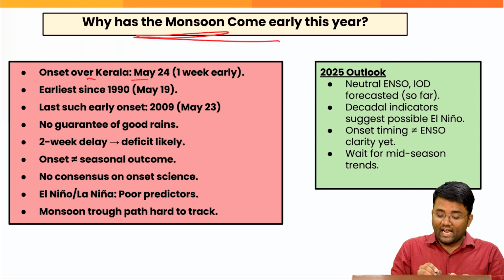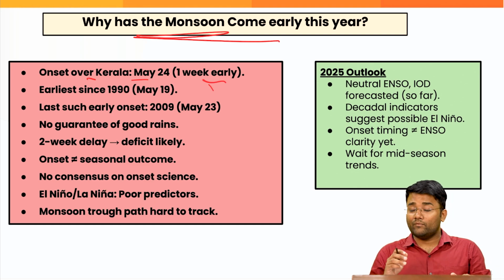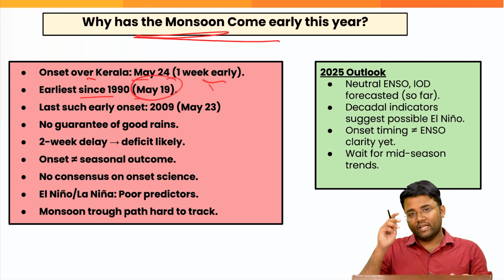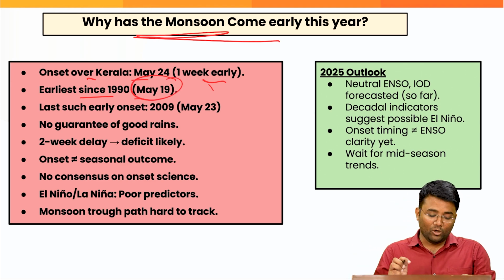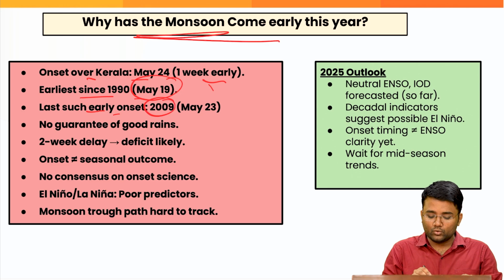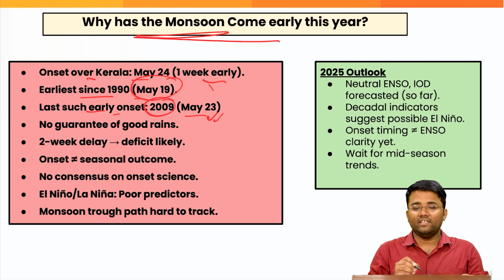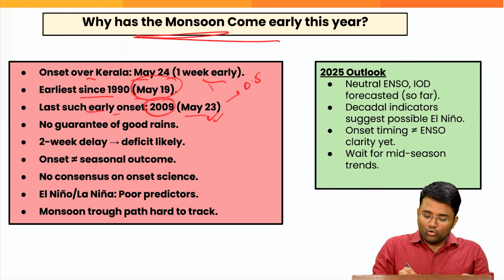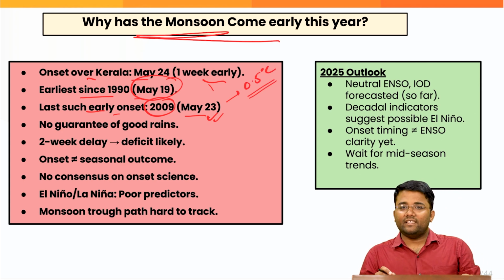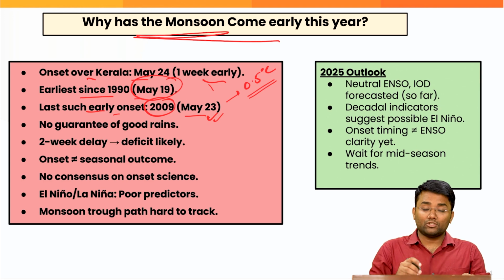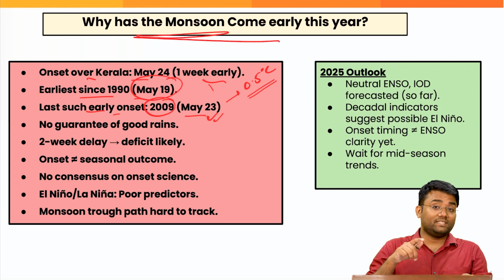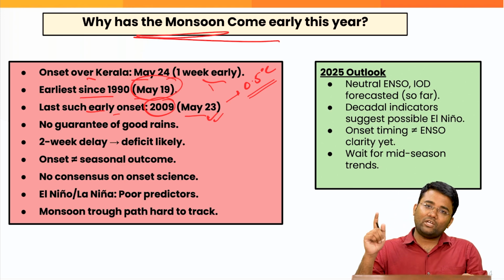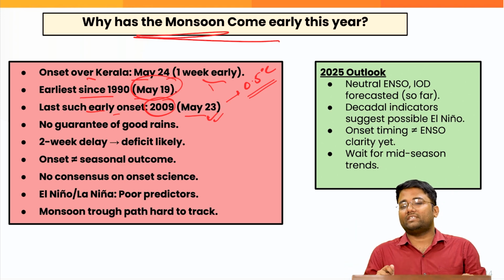So the onset this year happened on May 24, which is 1 week early, and which is earliest since 1990. It was May 19 when onset of monsoon happened in 1990. Also, the last such early onset happened in 2019, in which it was May 23 when the monsoon arrived. Also, it was the year where the global temperature increased to almost 0.5 degrees above the pre-industrial baseline. Also, there was a mild El Nino that year, and again, onset happened earlier, but that was the year where we had a very poor monsoon, which impacted our agricultural yield as well as overall productivity.